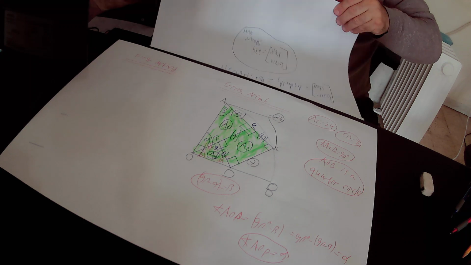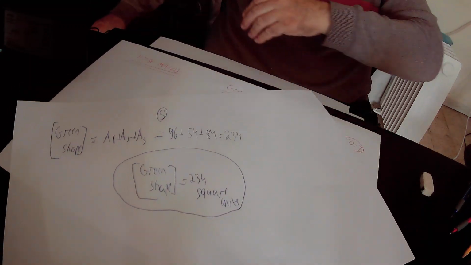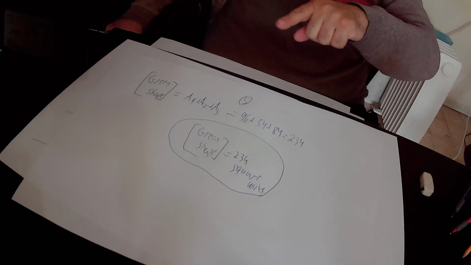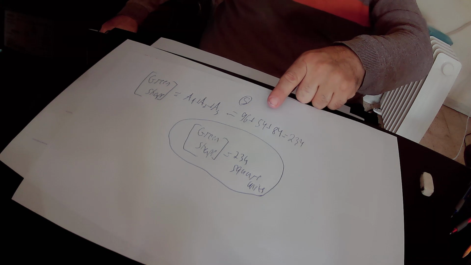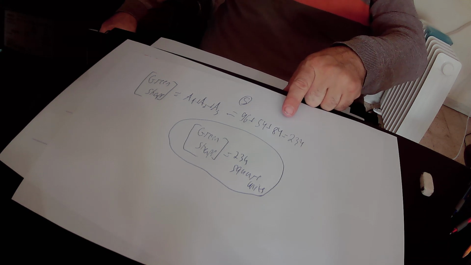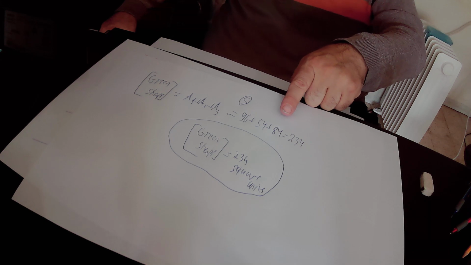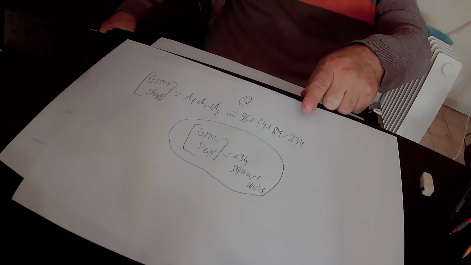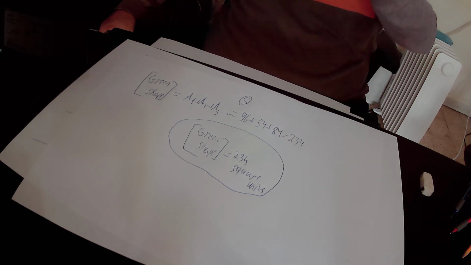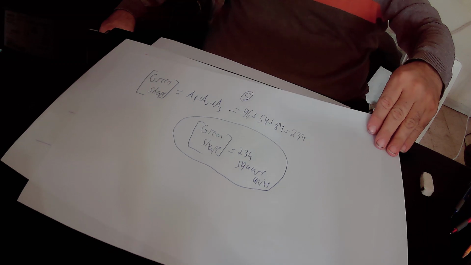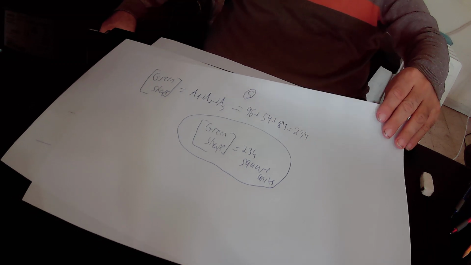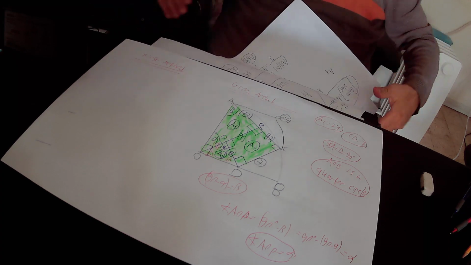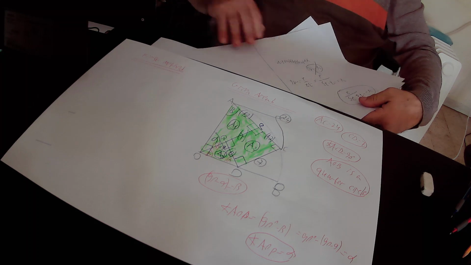And the area of the green shape in total equals to A1 plus A2 plus A3. A1 equals to 96, A2 equals to 54, and A3 equals to 84. 96 plus 54 is 150, and 150 plus 84 is 234. In conclusion, we found out that the area of the green shape equals to 234 square units. We finished with the first method, and I presented to you how to find out the area of this green shape according to the second method.